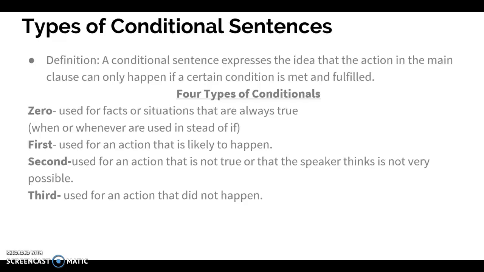First, zero is used for facts or situations that are always true. First conditional is used for an action that is likely to happen. For example, if you run in the rain, you will get sick. There's a slight chance, and it's likely to happen.